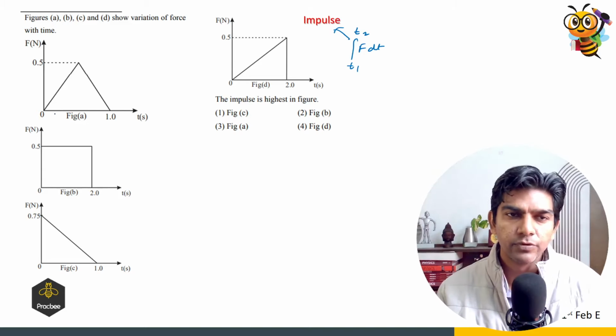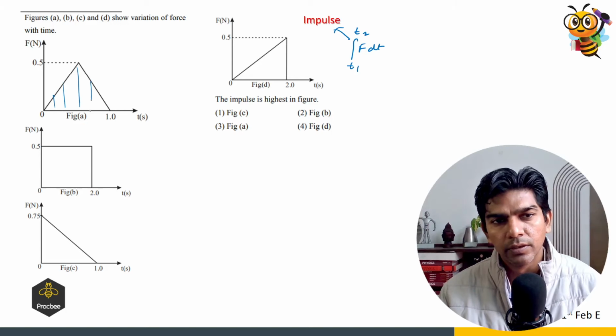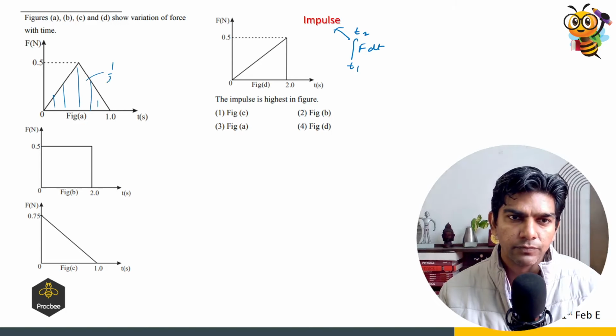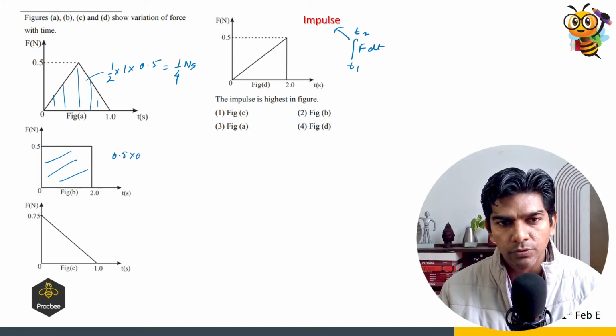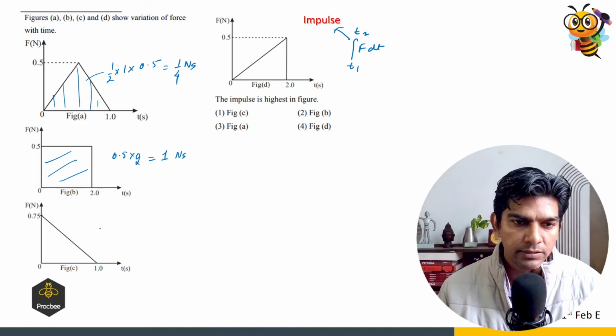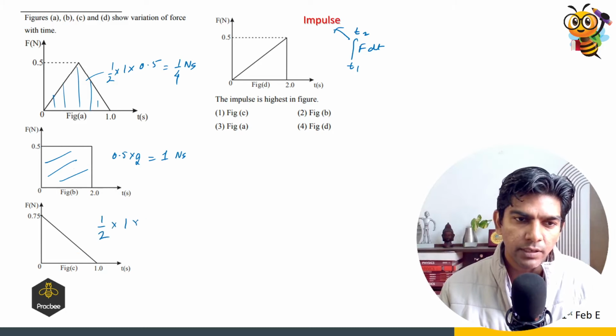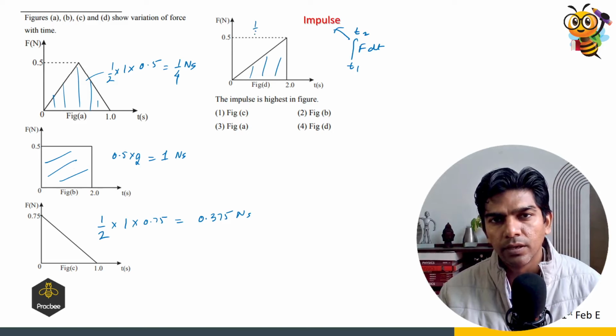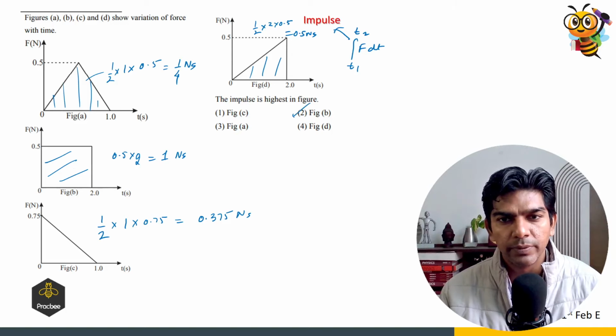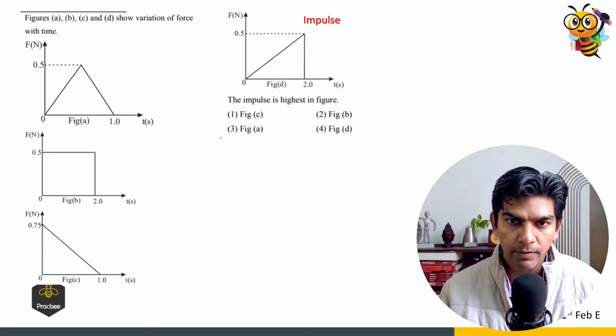So in the first case, force is acted for 1 second. So we can find the area. This area will be half, base is 1, height is 0.5, which comes out to be 1 by 4 Newton second. In this case, it's a rectangle, so it will be 0.5 times 2, which will be 1 Newton second. In this case, again it's a triangle, so half, base is 1, height is 0.75, so it comes out to be 0.375 Newton second. Now in the fourth case, the area will be half, base is 2, height is 0.5, so it will be 0.5 Newton second. So we can clearly see that in figure B we will get the maximum impulse. So option 2 is the right answer.